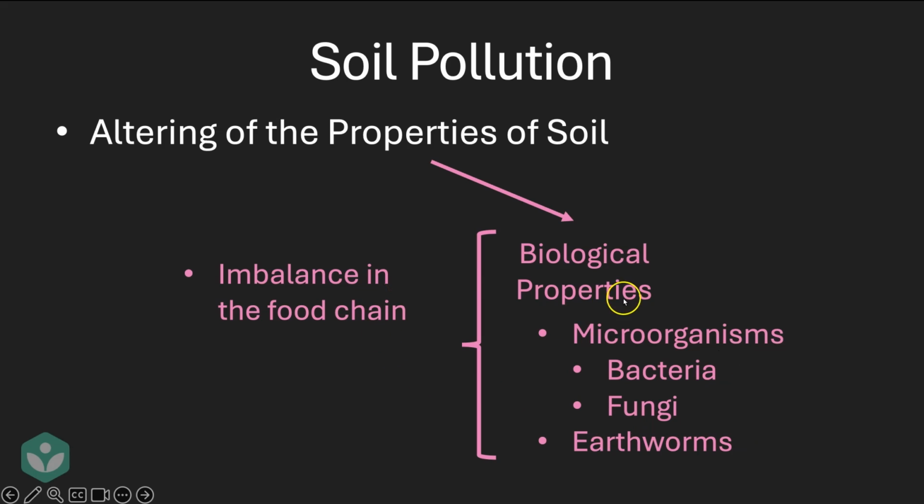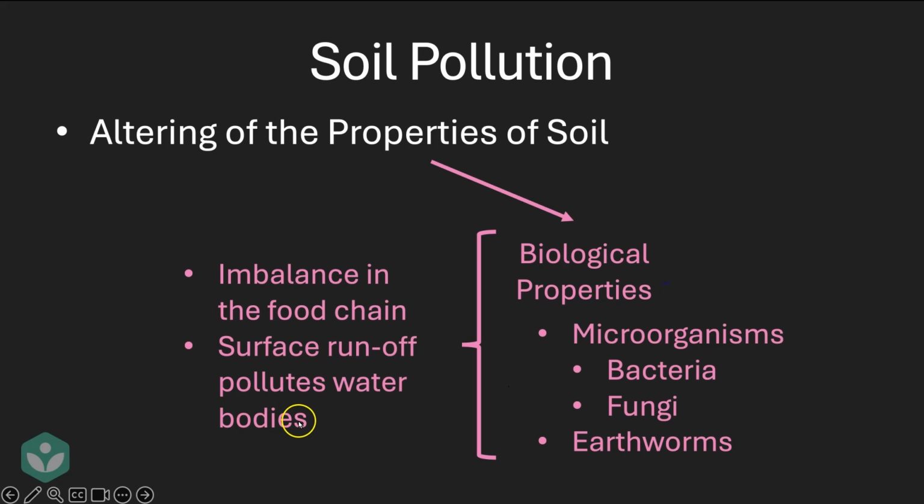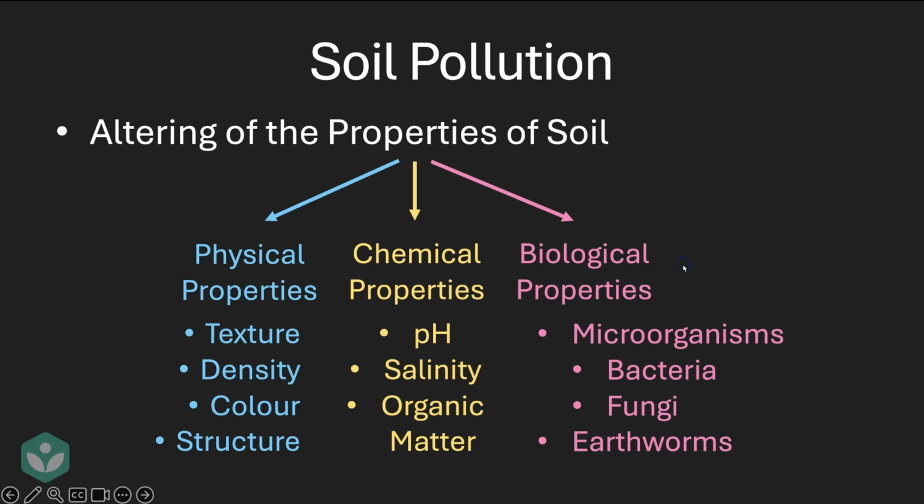Another issue that happens with biological properties being altered is that surface runoff pollutes water bodies. Let me explain what this means. Let's say you have a particular piece of land, and let's say there's a lot of fungus on the land. If it starts raining, don't you think this fungus would then slowly make its way into rivers and seas? Right? That's what surface runoff is, and that can cause a lot of issues if the biological properties of the soil have been changed. Let me list all these three types of changes here.